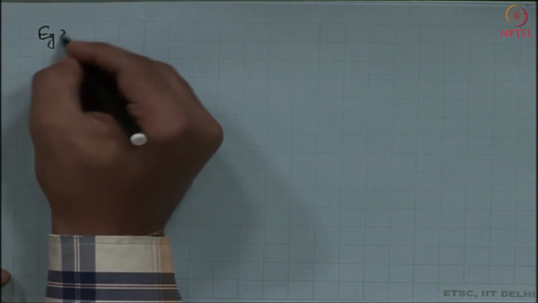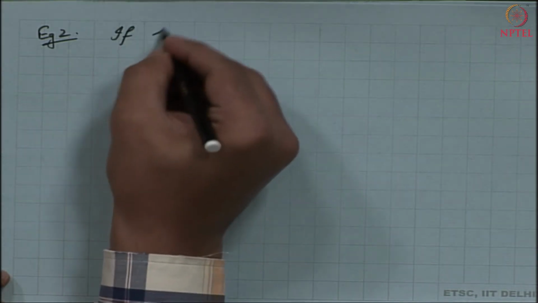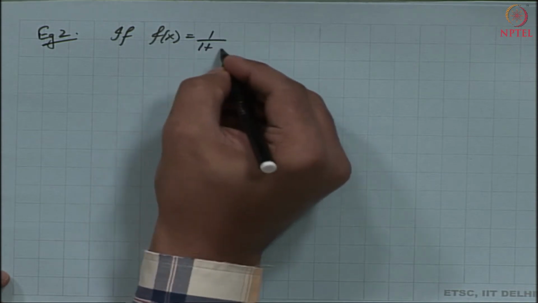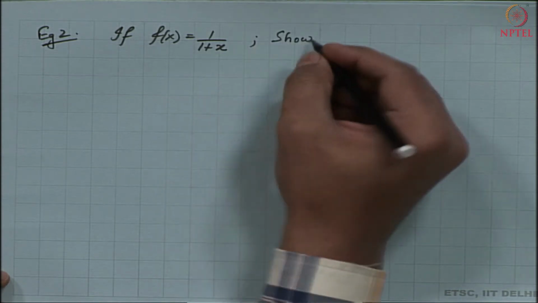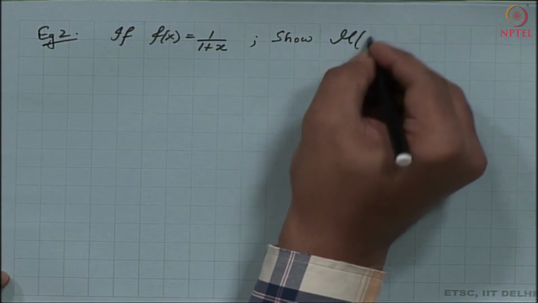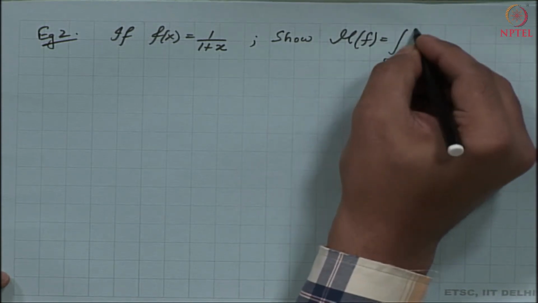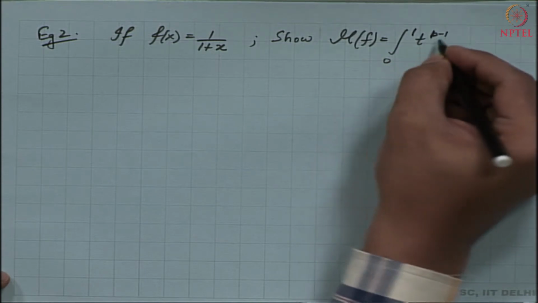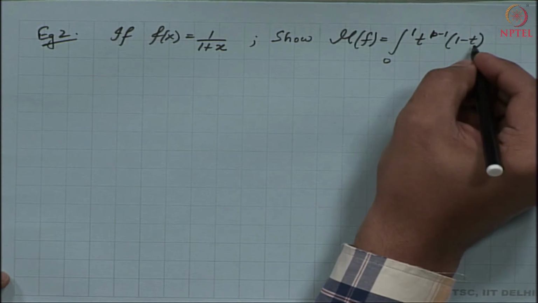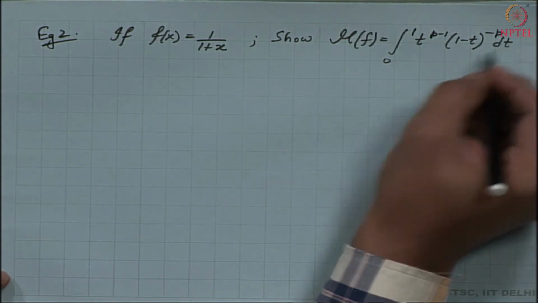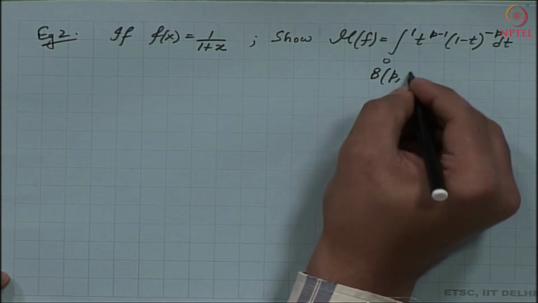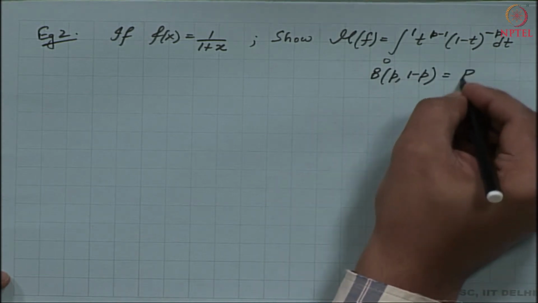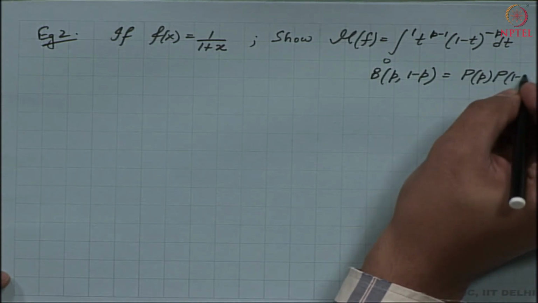Let us look at another example. If I am given the function f of x to be 1 by 1 plus x, let me state the problem another way: show that the Mellin transform of f is the integral from 0 to 1 of t to the power p minus 1 times 1 minus t to the power minus p dt, which is also called the beta function B of p comma 1 minus p, given by gamma of p times gamma of 1 minus p.